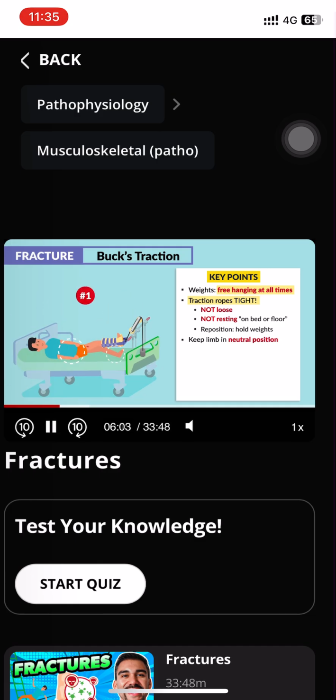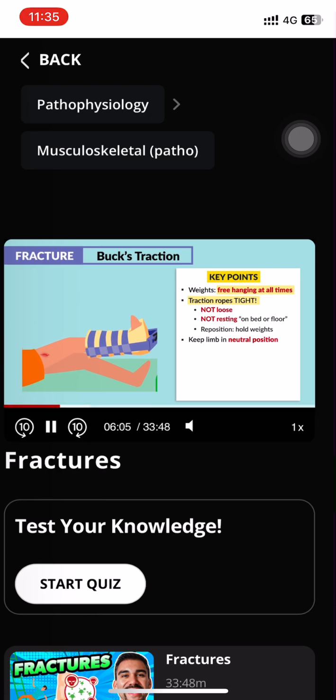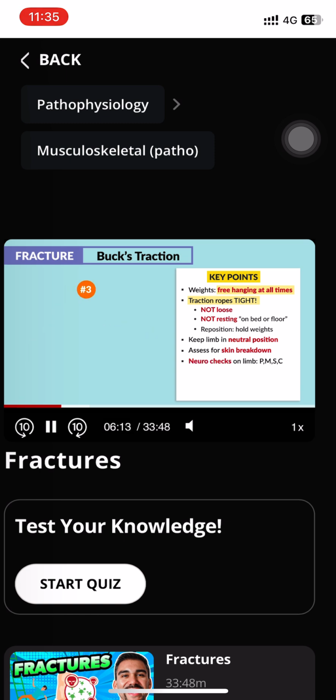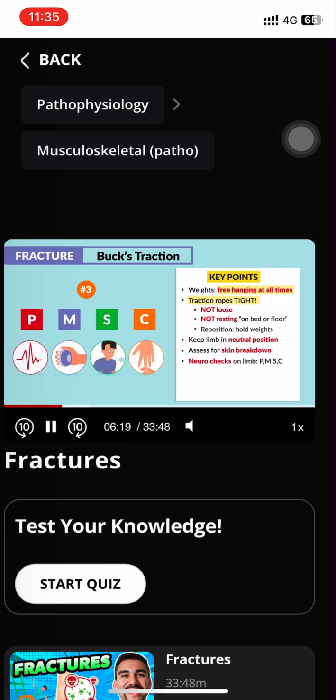Next is keeping the limb in neutral position. And we always assess for skin breakdown. Huge risk for skin breakdown with a Buck's traction. Next is frequent neurochecks on the limb using PMSC: pulses, motor, sensation, and cap refill.